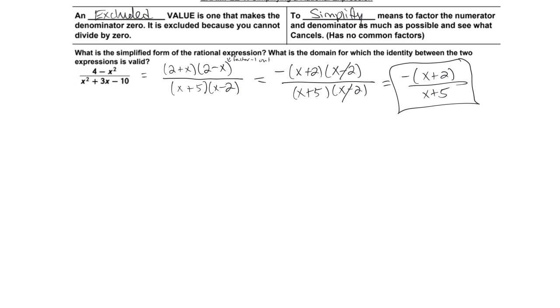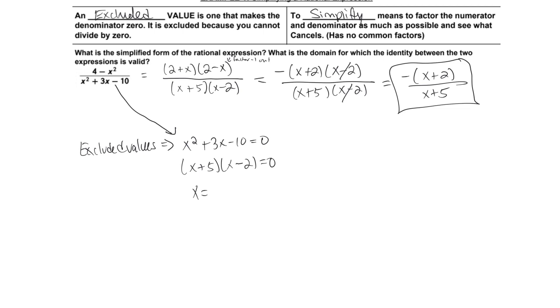Then we find our excluded values. We bring this down. x squared plus 3x minus 10 equals 0. We factor it out again. So we get x equals negative 5 and x equals 2. So our excluded values are these.